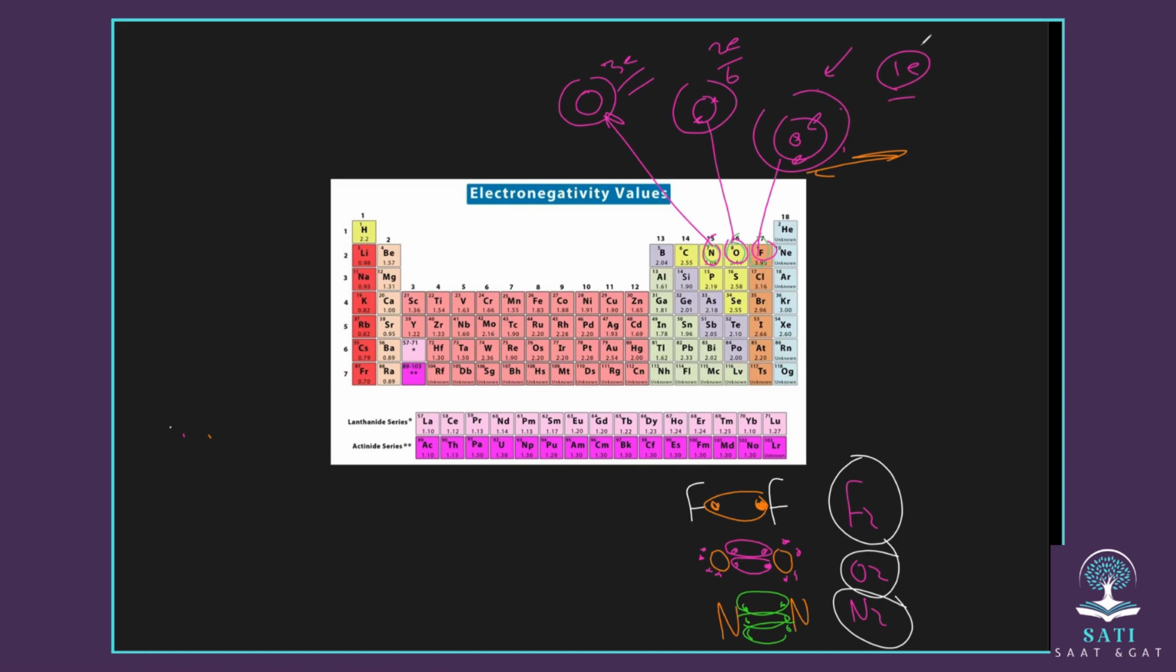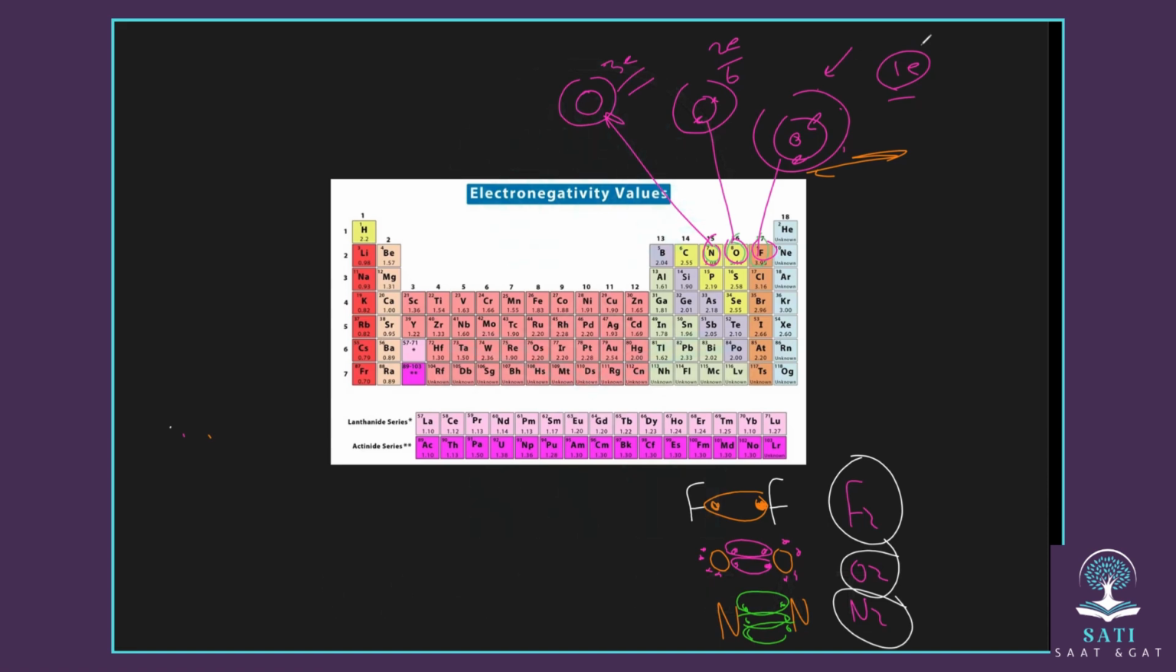Inside the oxygen molecule is a covalent bond. Inside the nitrogen molecule is a covalent bond. But which one is the strongest? The more bonds, the stronger it is. So that means nitrogen has the highest covalent bond inside its molecules, more than compared to oxygen and fluorine.